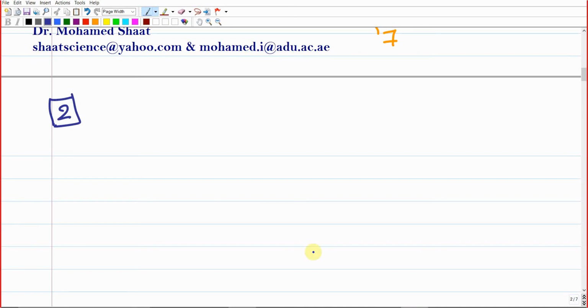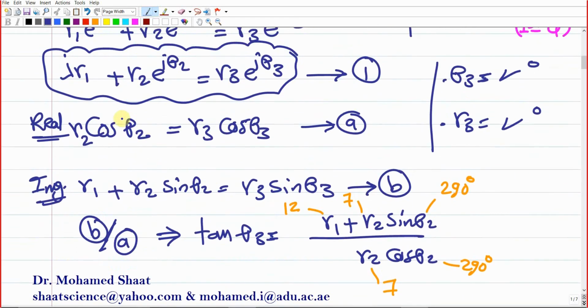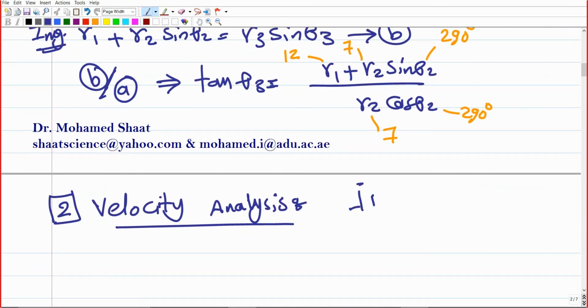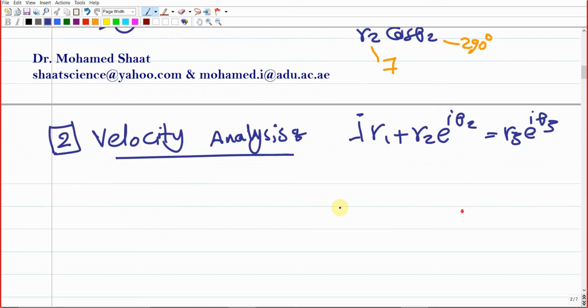So for the velocity analysis, we're going to work again over this equation, which is this one, equation 1. So I'm going to copy this equation here. It should be R1 plus R2 e^(i theta 2) equals R3 e^(i theta 3). Make sense? So this is the first equation.